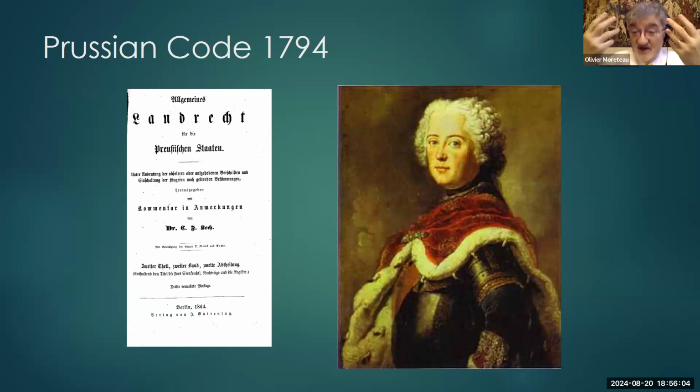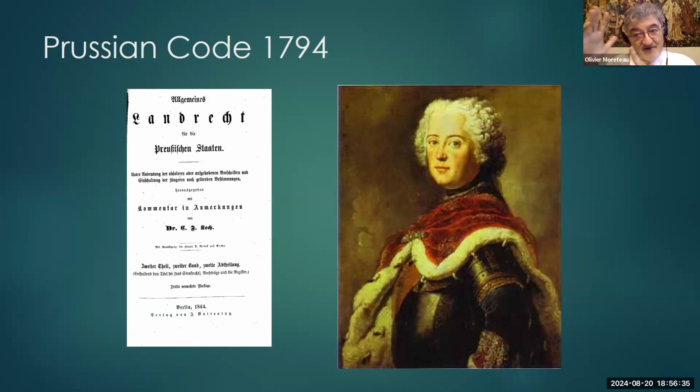It's largely inspired by the natural school of law, but it borrows also from the other schools, the historical school and, to maybe a lesser extent, the Pandects. It is a code that is quite lengthy and complex. It has 17,000 articles. It's pretty lengthy.